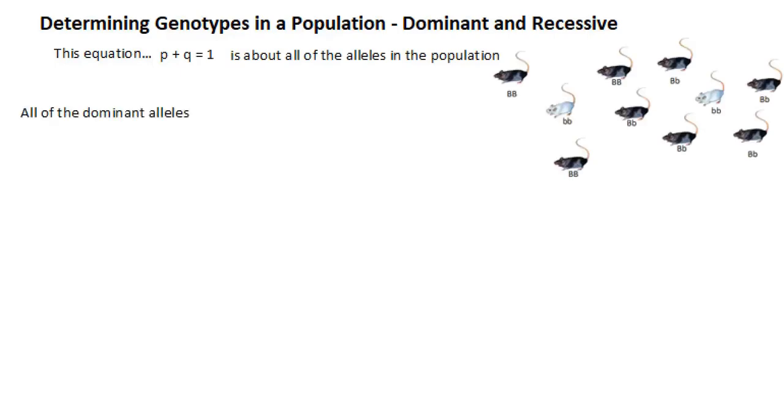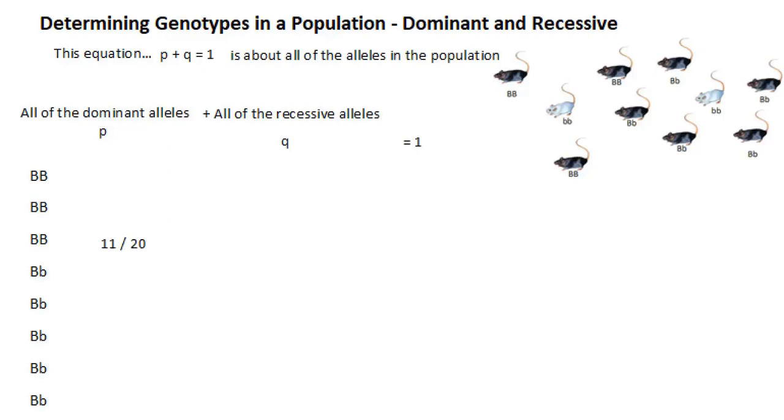Look carefully. How many capital B's are in this population? Maybe pause right now and count them up. If we add all of the dominant alleles to all of the recessive alleles, we're going to get 100%, or 1.0, of all of the alleles. Now let's show you all of the dominant alleles. Here they are. Count them. If you count them up, there are 11 out of 20 dominant alleles in total.